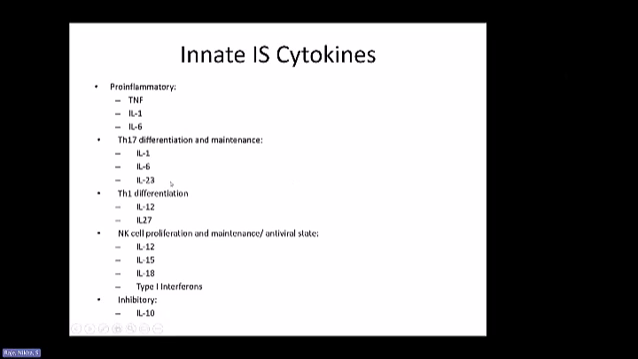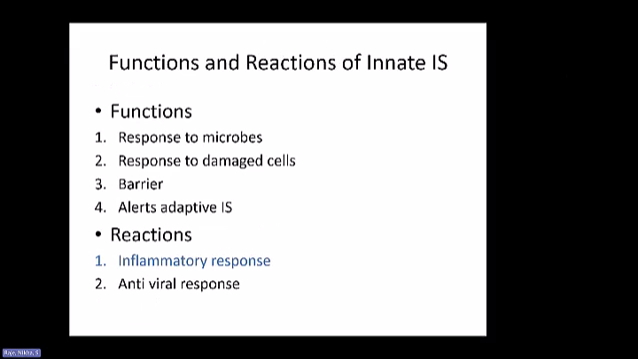Here's a classification of cytokines that helps you memorize. TNF, IL-1, IL-6 lead to inflammation. Th17 differentiation is from IL-1, 6, and 23. Th1 differentiation needs IL-12, IL-27 maybe, and then NK cells need 12 and 15. IL-18 as well, and type 1 interferons that also help in antiviral state. And IL-10 is one that has inhibitory response.